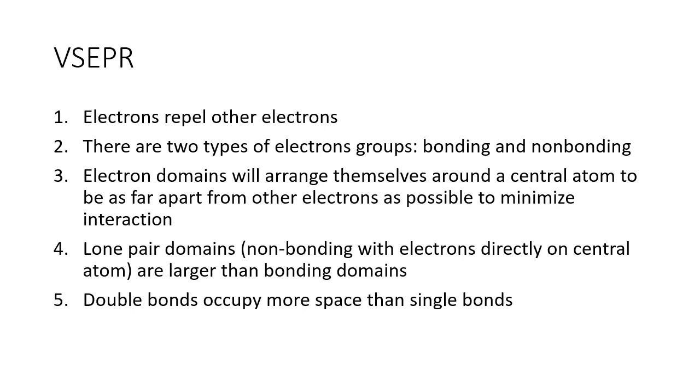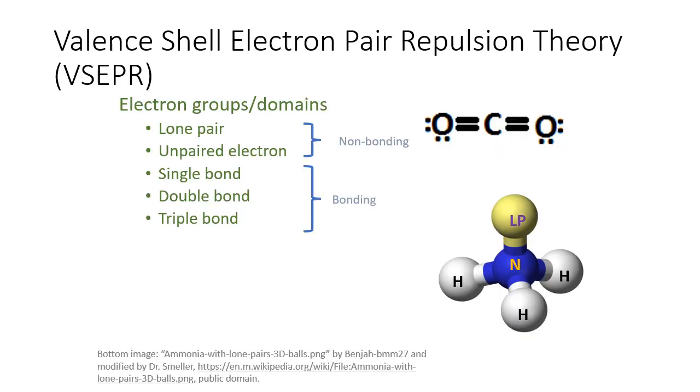Let's talk a little bit more about the electron domains. Vsepr theory is used to predict the 3-dimensional shape of molecules based on how many electron domains there are. So we need to know how many electron domains we have and what type they are. We have bonding and non-bonding domains. The bonding domains are single bonds, double bonds, triple bonds. Bond is in the word. And the non-bonding domains are lone pairs and unpaired electrons.